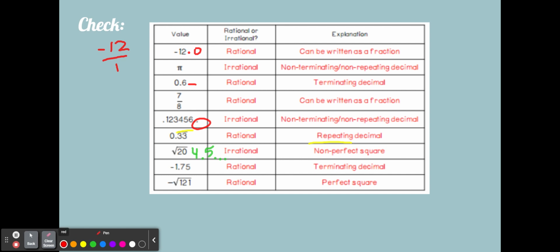The next one we have is negative 1.75. So the 5, there's no value afterwards, which means it's terminating. It ends. That's rational, a terminating decimal. The next one is negative square root of 121, which comes out to negative 11, which is a whole number. So we call that rational and a perfect square. So hopefully those are some examples that will help you out.